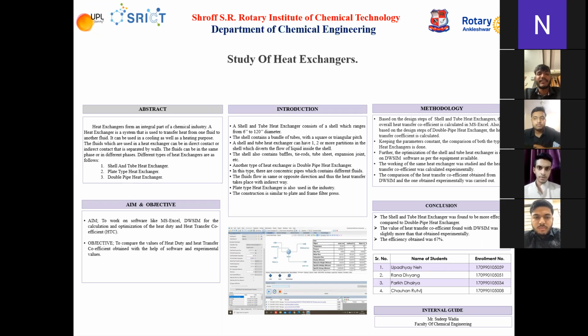Different types of heat exchangers are as follows: shell and tube heat exchangers, plate type heat exchangers, and double pipe heat exchangers.